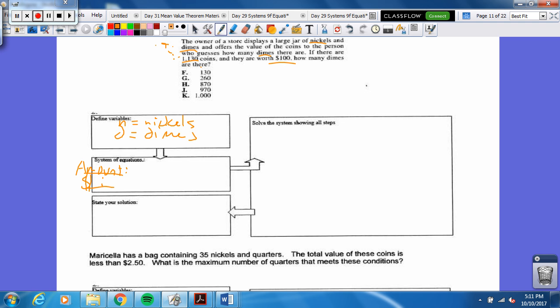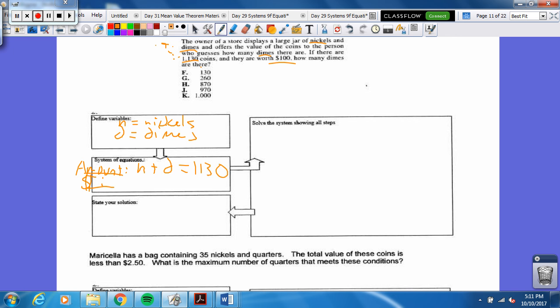Okay. So the amount would mean the nickels plus the dimes. So how many coins are there? Discounting the money. So we're not even talking about the value of the money. We're talking about the actual physical coins. So N plus D, the nickels plus the dimes, is 1,130 total coins. So that's what I'm talking about with amount.